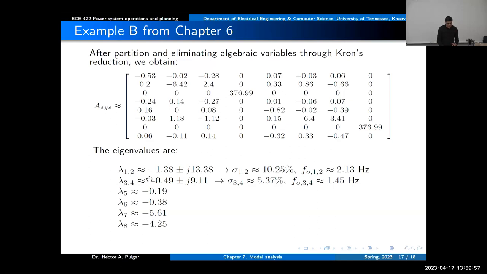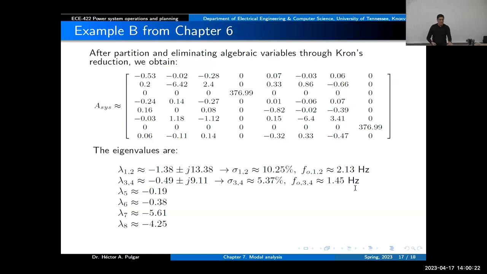And here I have the summary of eigenvalues. The first two are complex quantities. We have a real part that is negative, and an imaginary part that has to do with the oscillatory behavior in the system. We apply our definition of damping ratio and frequency of the oscillation, and these are the results we have.